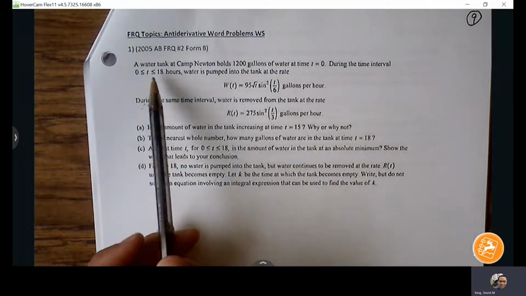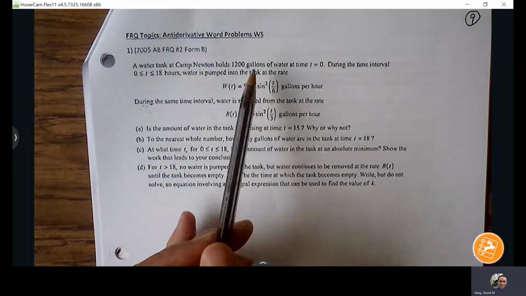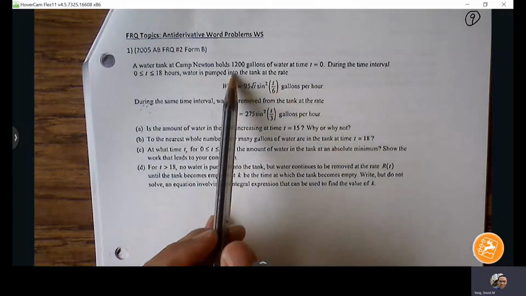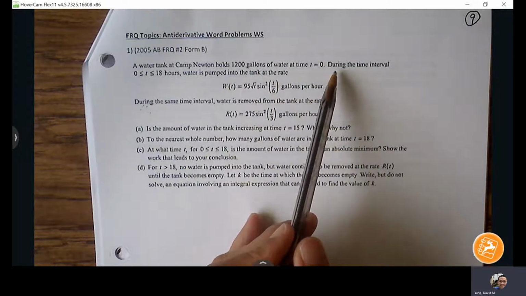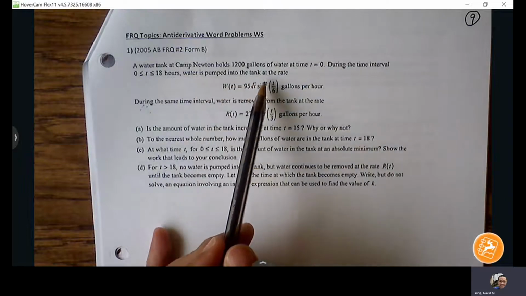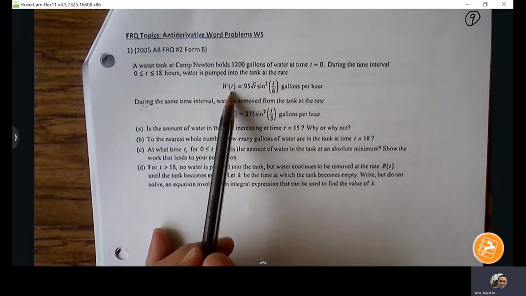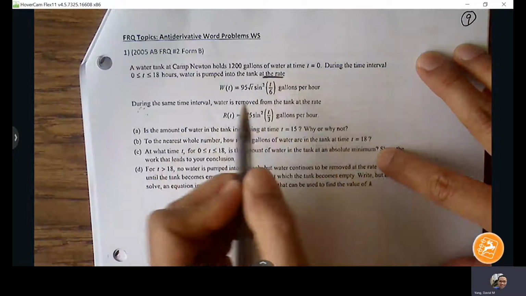All right, page 9. A water tank at Camp Newton holds 1,200 gallons of water at time t equals 0. So this is how much water is in the tank to begin with. During the time interval from 0 to 18 hours, water is pumped into the tank at a rate W of t. So we know that this is a rate, gallons per hour.